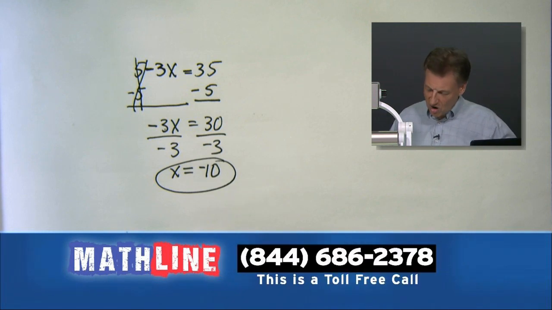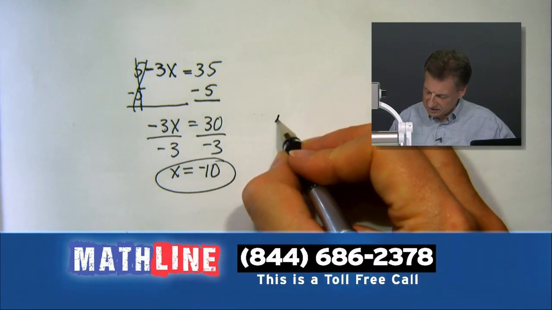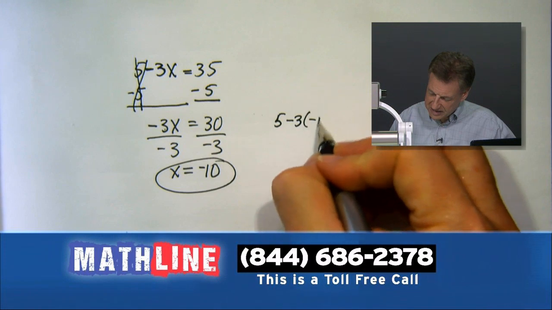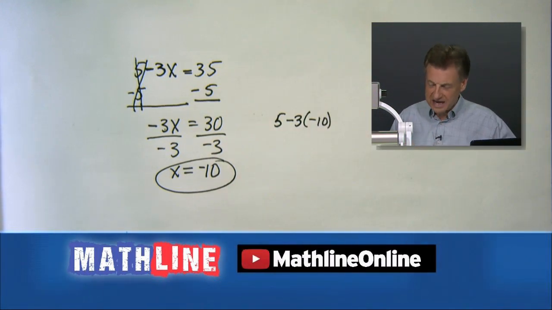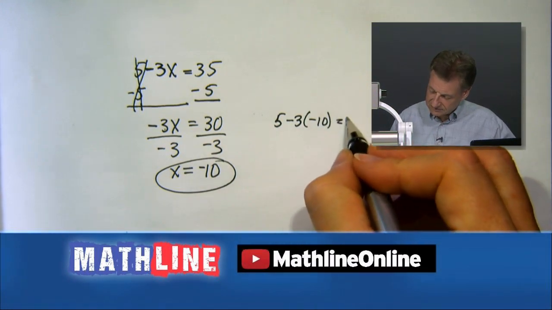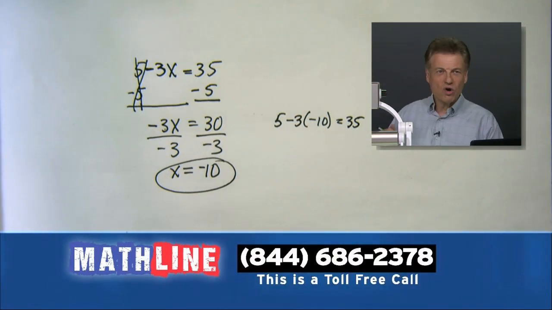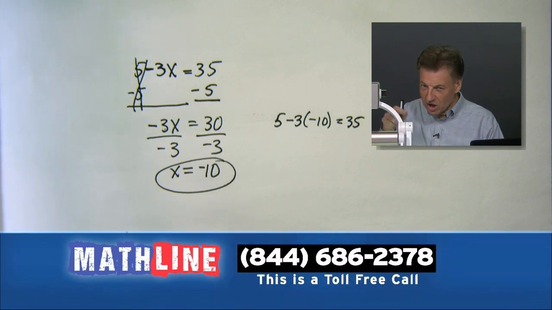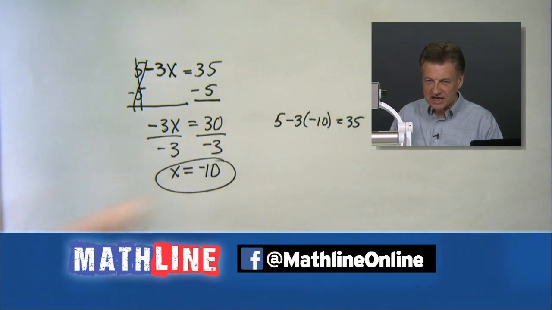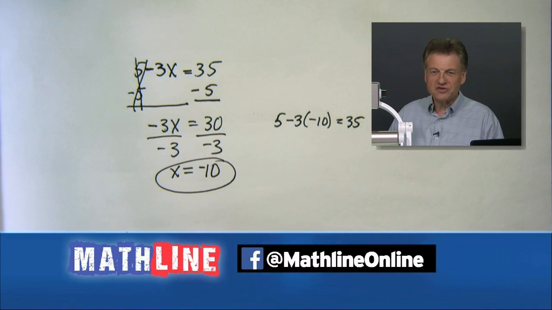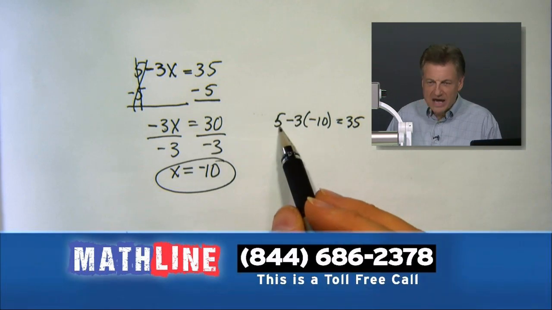Question is, does it work? All right, so let's check it out. 5 minus 3 times, put that negative 10 in there. Do we get 35? Now, here we go again. We're back to those good old order of operations when we check. We do multiplication first, multiplication and division get equal treatment, and then we'll add or subtract, all right?